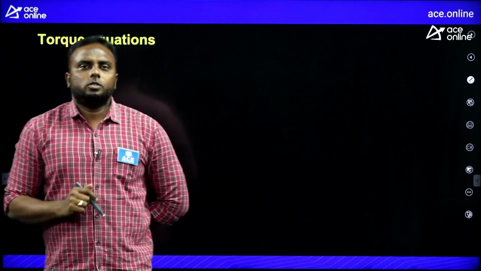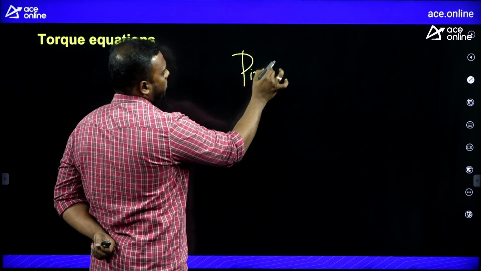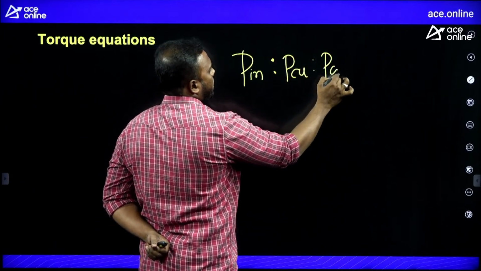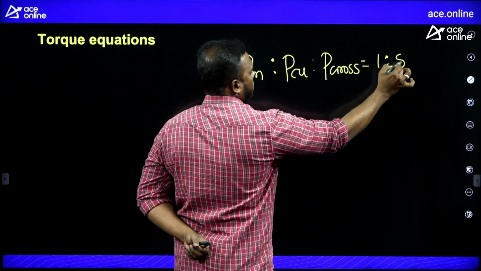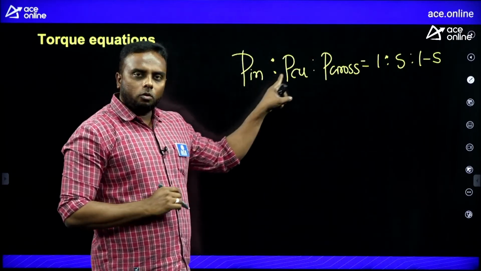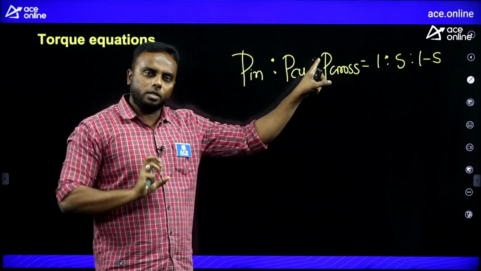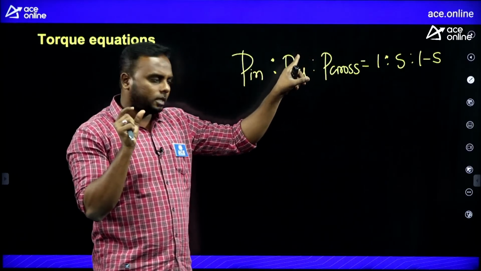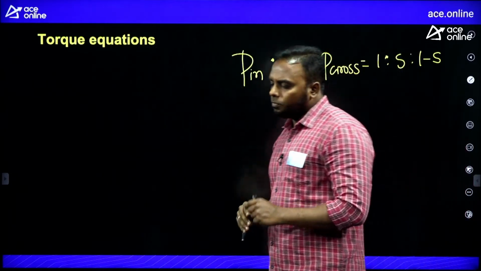Torque equations. Before that, in the power equations, the relation between rotor input power, rotor copper loss, and rotor mechanical power, gross power or output power is 1 : S : (1 minus S). This is rotor input, rotor copper loss, rotor output. Rotor output is the mechanical power, which we call gross power. But which power do we take outside? Only the shaft, we take outside; that is called shaft power. This relation is important.